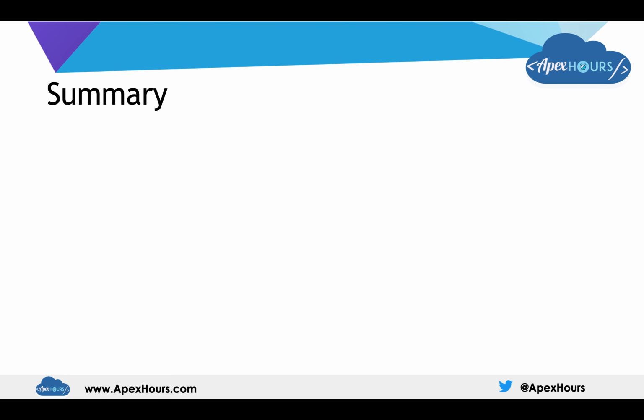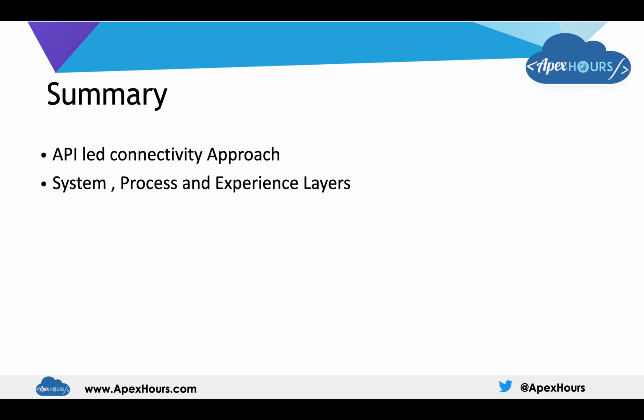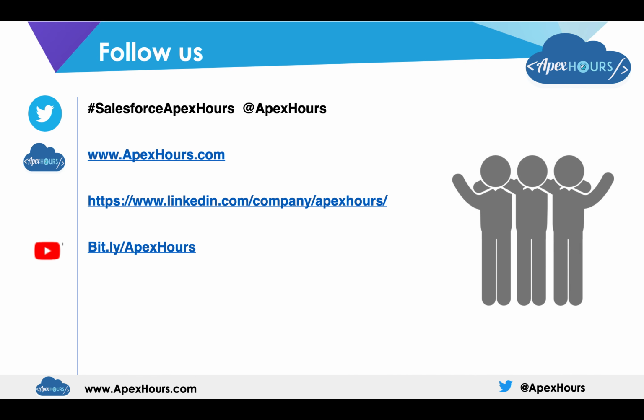Okay, so summary of this session: we have discussed what the API-led connectivity approach is, and we have discussed in detail the system, process and experience layers, and a couple of examples. One is booking a flight, and the other one is inventory, like buying shoes. And we have seen how an Anypoint platform account looks. That's it for this session.